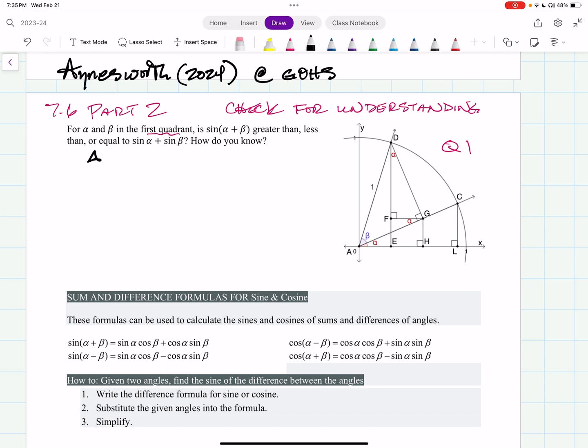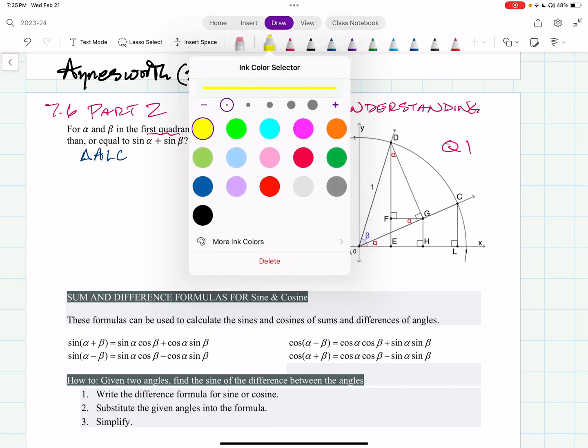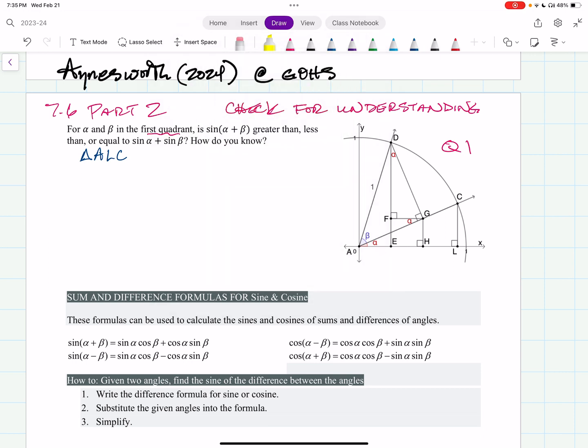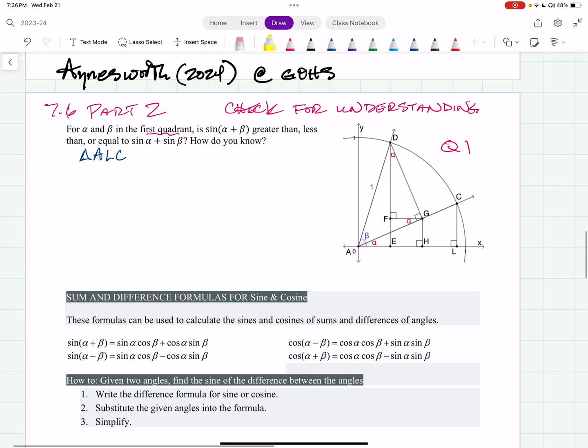So let's all focus in on a particular triangle here. Let's take a look at triangle ALC. You'll see why in a minute. Let's grab a color and highlight triangle ALC. A to L, there we go. There's triangle ALC. Now in there, guess what? Alpha's inside there, and that's why I chose it. I need expressions for sine alpha and sine beta, and an expression for sine alpha plus beta. So let's make it happen.